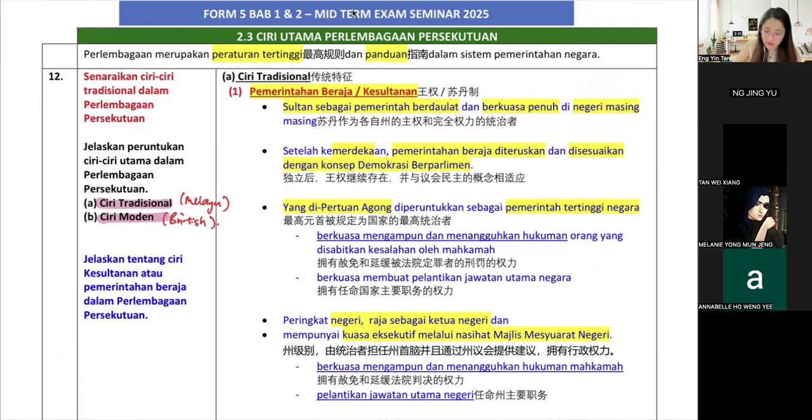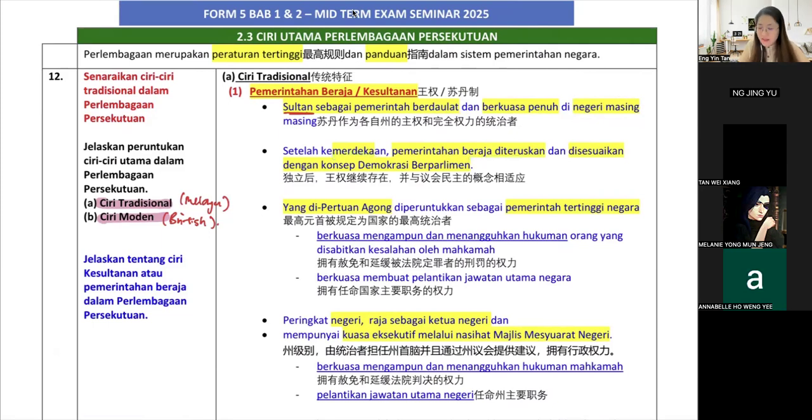Okay? So basically, number one, when we talk about ciri traditional, we talk about system raja or kesultanan. We introduce the position of the king, sultan especially. So you need to remember the word sultan. Raja, you all know lah, raja. Sultan also the same thing. They have the power, kuasa penuh for each state. See, look at the word I say. For negeri masing. So after we merdeka, right, the king is still continue managing the government.